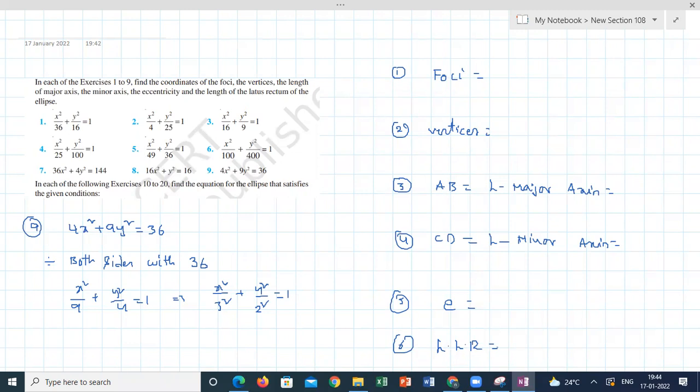Guys, expecting an answer from someone. Sir, foci is plus or minus root 5 comma 0, it's on the x-axis. Next, vertices are plus or minus 3 comma 0. Major axis is 6, minor axis is 4. e is root 5 upon 3.